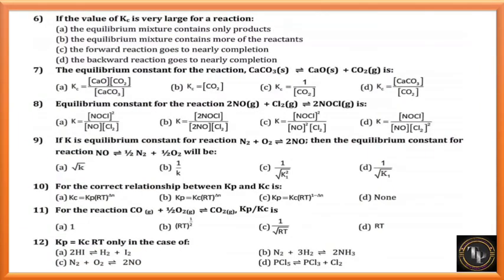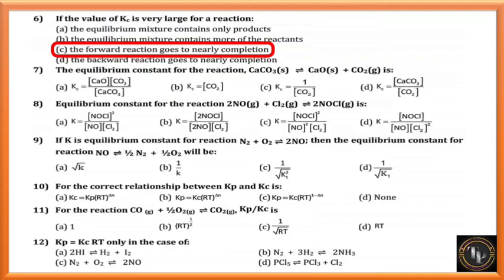How to calculate equilibrium constant? Product of molar concentration of products divided by product of molar concentration of reactants. If the value of Kc is very large for the reaction, the forward reaction goes to nearly completion. Equilibrium constant for the reaction CaCO3 solid giving CaO solid plus CO2 gas is what they are asking.